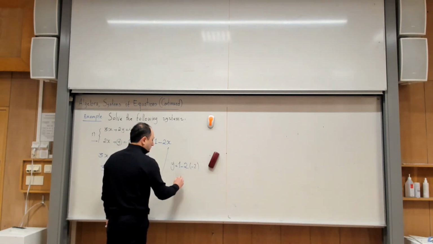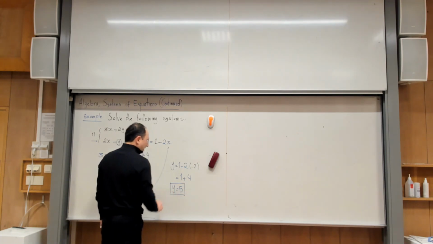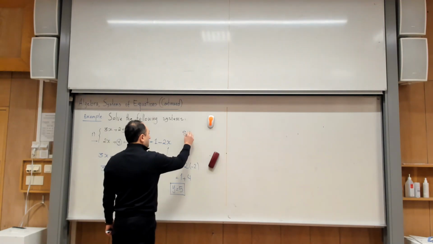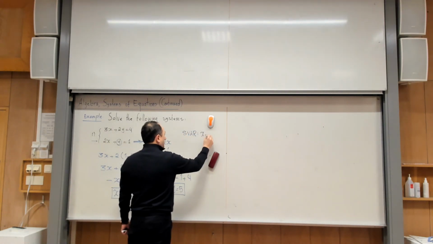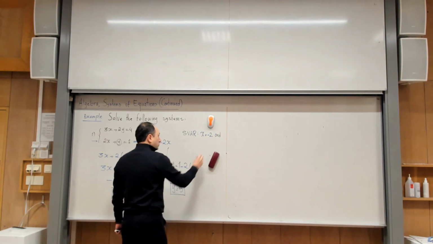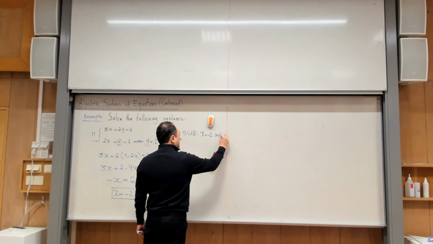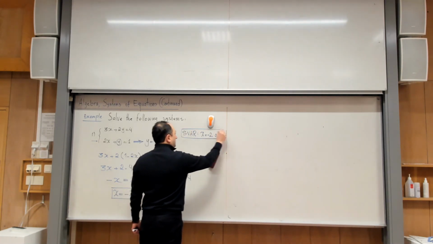And then it becomes 1 plus 4. And then finally y becomes 5. So that is the answer. What you need to write for the answer is x equals minus 2 and y equals 5. So this is something that you have to provide at the end for this problem.